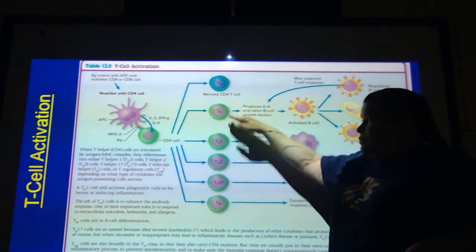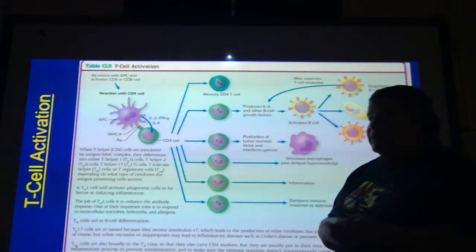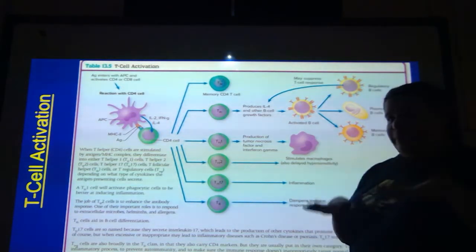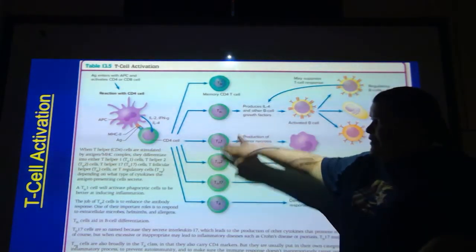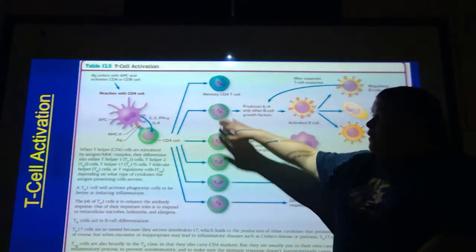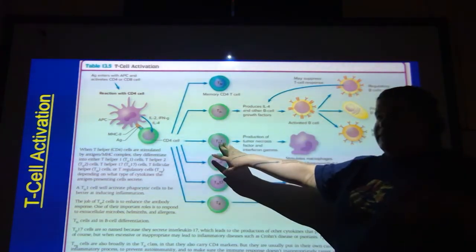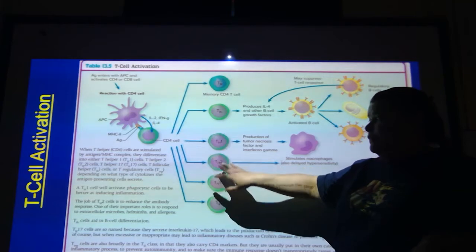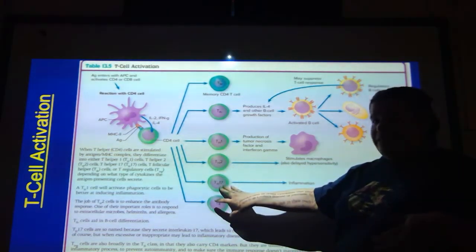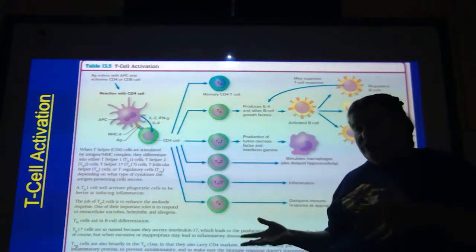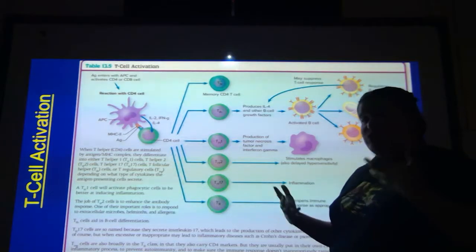I'm going to go down to the bottom here. This is the regulatory cell. This is the one that dampens my immune response, doesn't let it get out of hand. But I still have these 4. I have the follicular helper T cell, helper T cell type 1, helper T cell type 2, helper T cell type 17. All of these are activated for different reasons, and they produce different results.